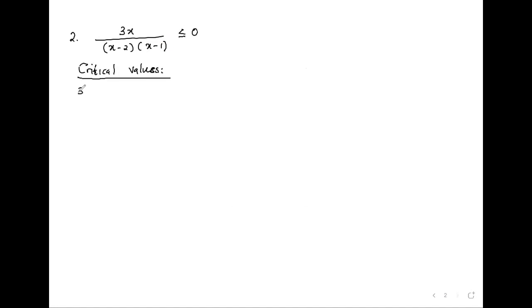So we'll have 3x is equal to 0, giving us x is equal to 0. We also have x minus 2 equal to 0, giving us x is equal to 2. We also have x minus 1 equal to 0, giving us x is equal to 1. So these are the critical values that we use on the table.